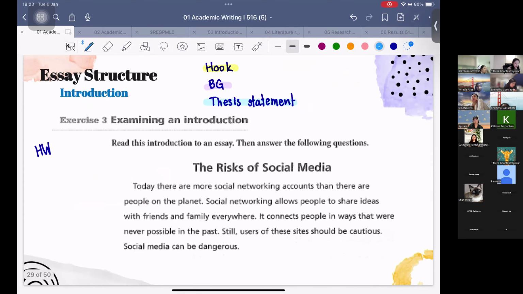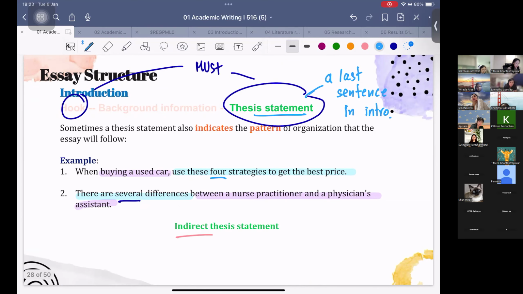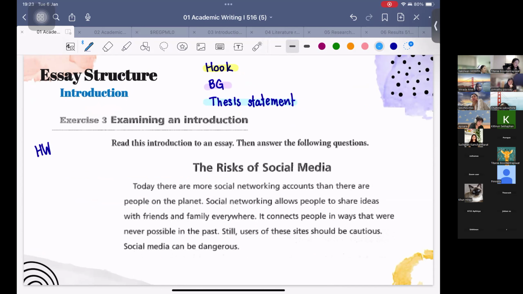And for the next one, I would leave this as take-home homework. Again, have a look at this introduction paragraph and identify the hook, background, and thesis statement of this intro. Short, simple, and we will go through it tomorrow.